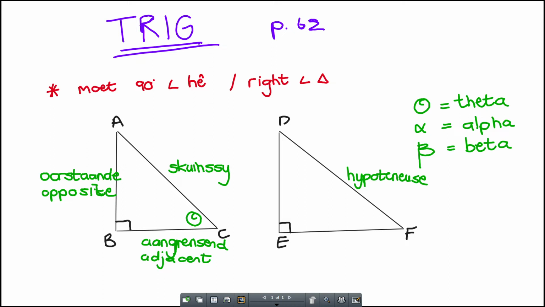Okay, nou daai tweede enetjie het ek net sagter sit hier. The second triangle I specifically drew to show you guys that when I work from a different angle, then the wording of those sides are also going to change. Right? So let's say we're now going to work from alpha, meaning angle D.